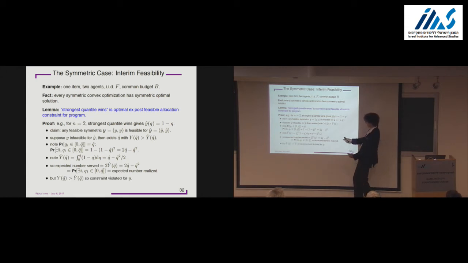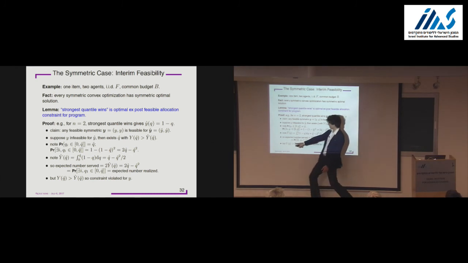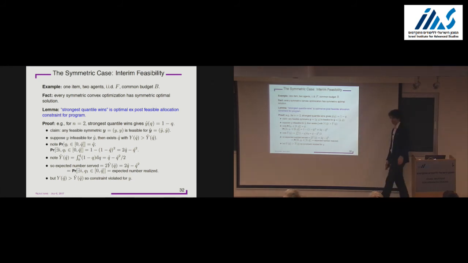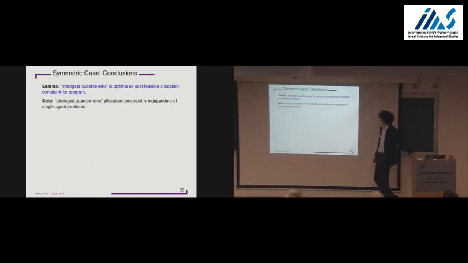But now for the contradiction, you assume that capital Y was strictly bigger than Y hat, which means this inequality does not hold for capital Y, right? The number of people you have to serve is more than the number of people who show up. So you can't implement that Y by the same argument. Okay? So strongest quantile wins is optimal.